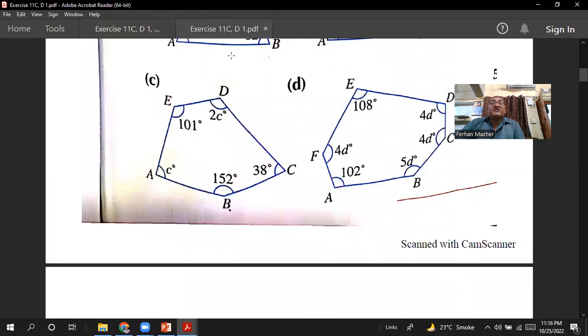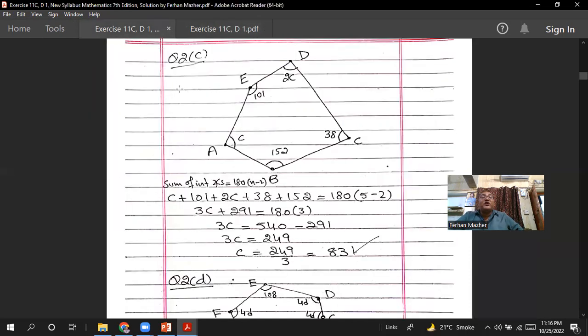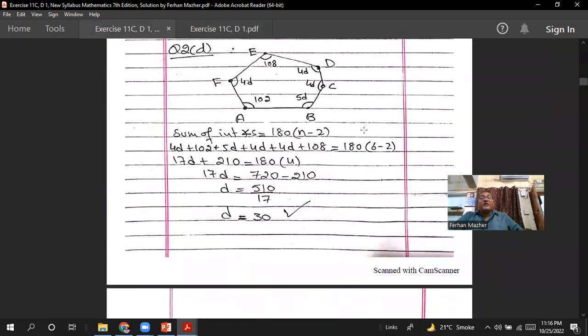Question number 2, its D part is showing up on your screen, and you can see it's a 1, 2, 3, 4, 5, 6, six-sided figure. It's a hexagon, and the angles are 108, 4D, 4D, 5D, 102, and 4D. These are the internal angles of a hexagon. First of all, I will try to find out the sum of the internal angles of a hexagon. Hexagon means six-sided polygon. So here we go.